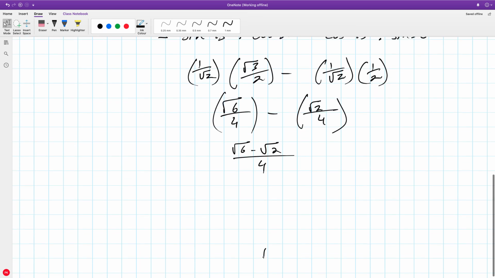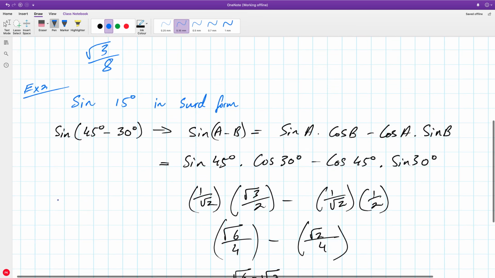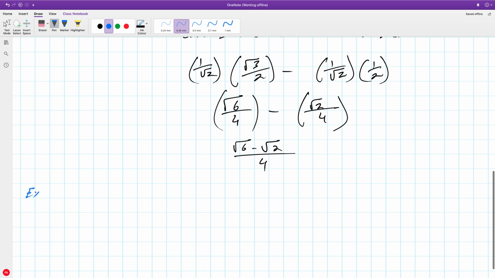Right, one more of those before we move on. Have a go at this one. Get the tan of 105 degrees.